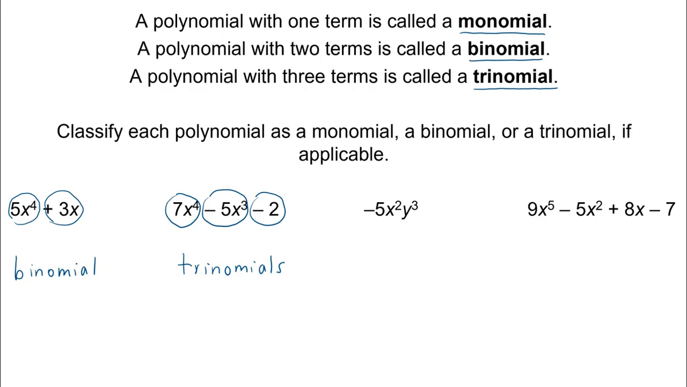In the next example, we have negative 5 x squared y to the third. Now, this is something we've not seen before. Is it possible for polynomials to have terms with more than one variable? And the answer to that is sure, of course. So this is still an example of a polynomial, even though it has 2 different variables, an x and a y. The question is, how many terms are in this polynomial? Well, there's only one term. Negative 5x squared y to the third is one term. Because this has one term, we call it a monomial.